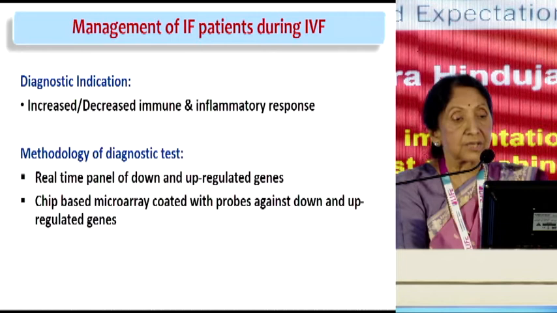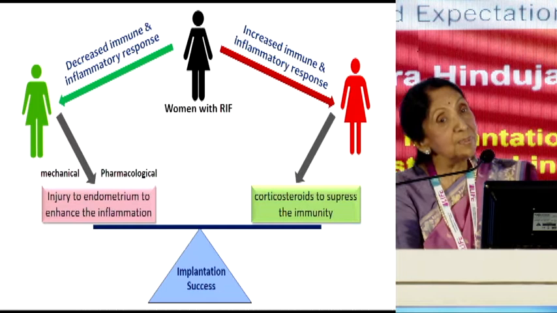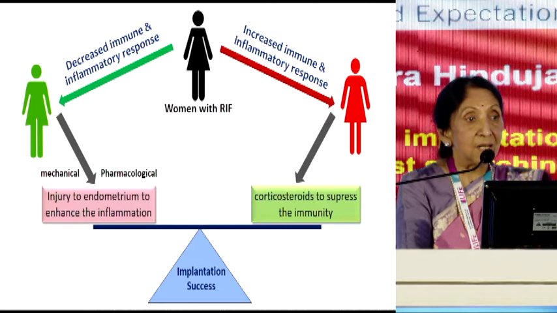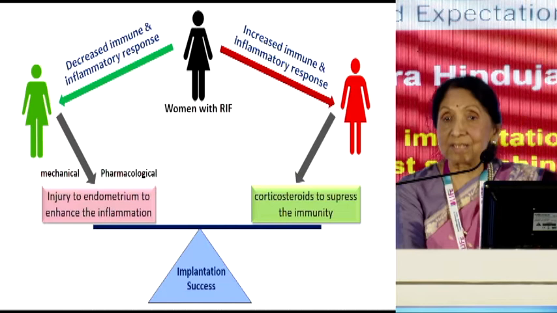For example, if the woman has repeated implantation failure with a decreased immune response, these are the women who may be helped by injury to the endometrium. It can be mechanical or it can be pharmacological. But if there is an increased immune and inflammatory response, these are the women who can be helped by steroid administration.